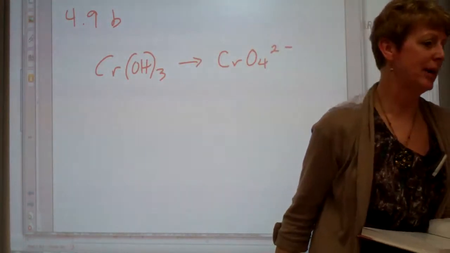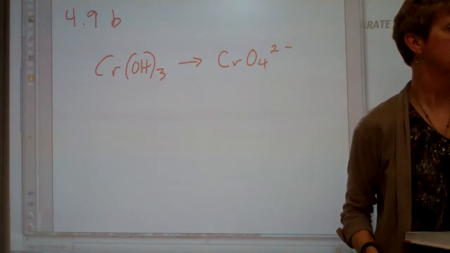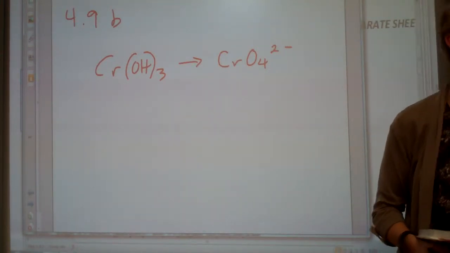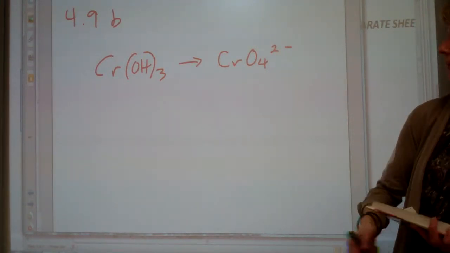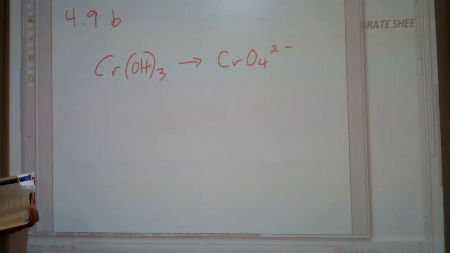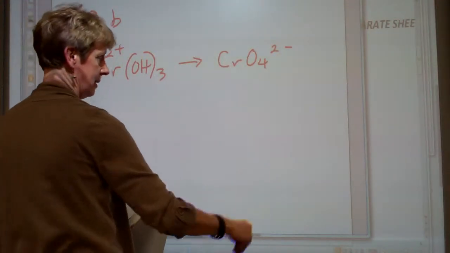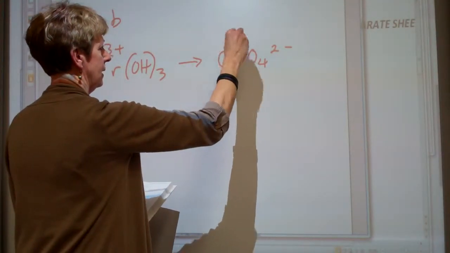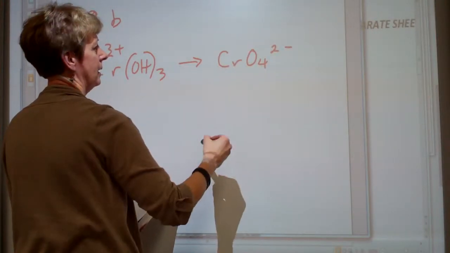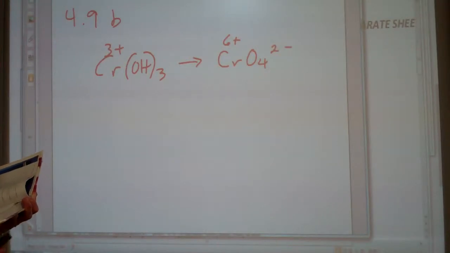Chromium went from what to what? I can't see. It's in the book. Page 91. So, what'd it go? 3 plus to 6 plus, so plus 6. You bet. Okay, very good. All right, oxidation or reduction there, Brittany?